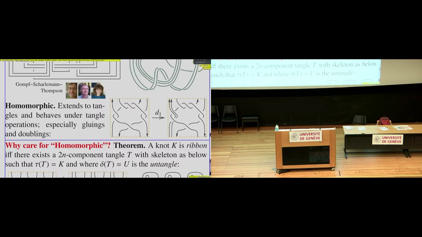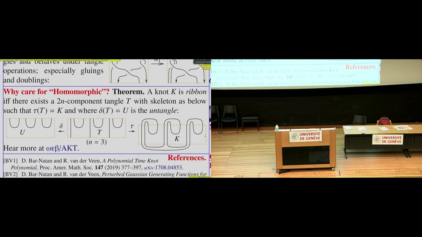So why care for this property? Here's a little theorem. A knot is ribbon. If you don't know what ribbon knots are, it actually doesn't really matter. You can use this as the definition of a ribbon knot. But let me just say that ribbon knots are interesting in topology, and there are open questions about them.